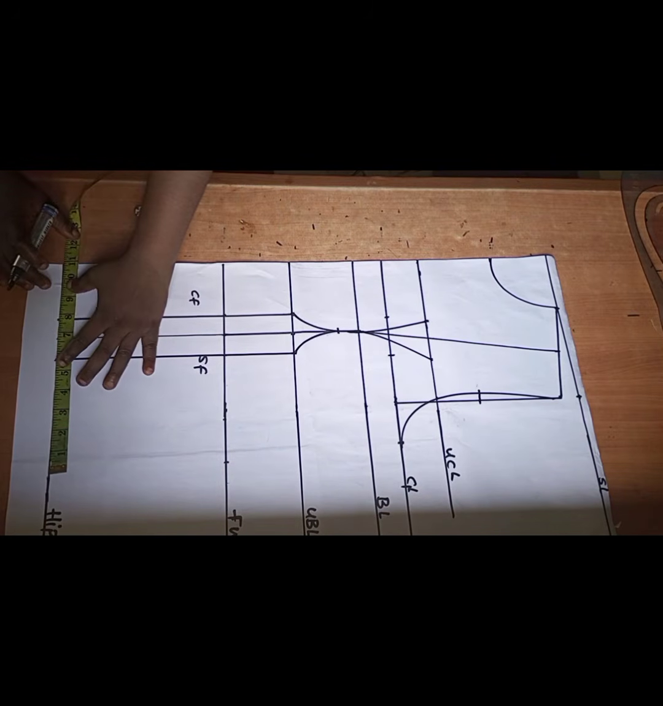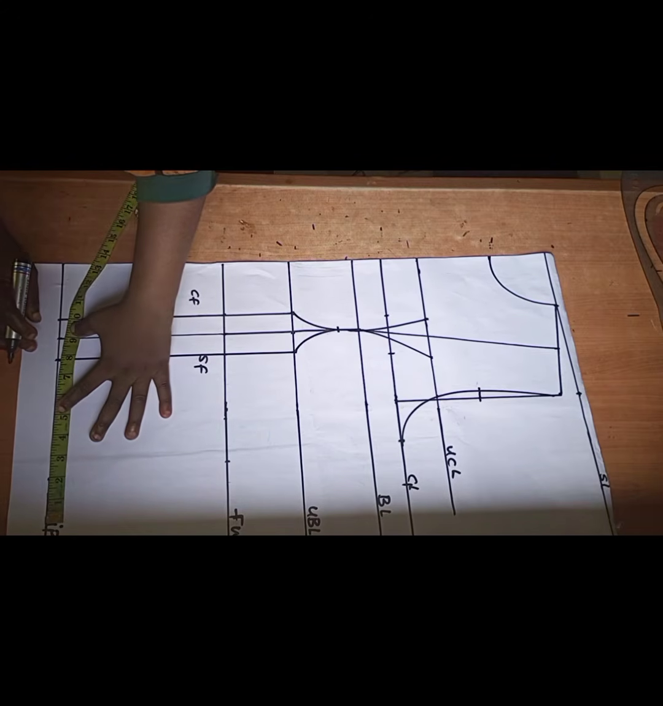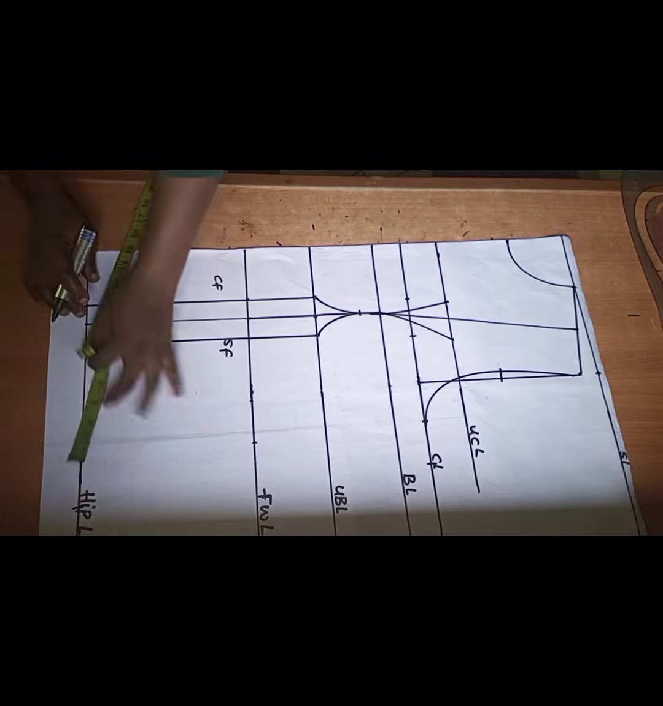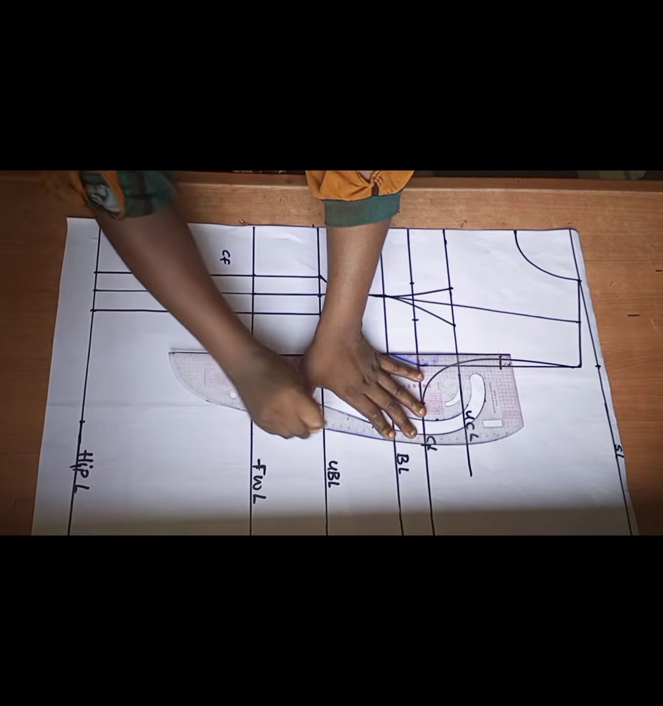Now I will come over to my hip line. I will mark my hip circumference divided by 4. I will replace the dart intake of 2 inches. Now I'll go ahead, use my pencil to connect these points together.